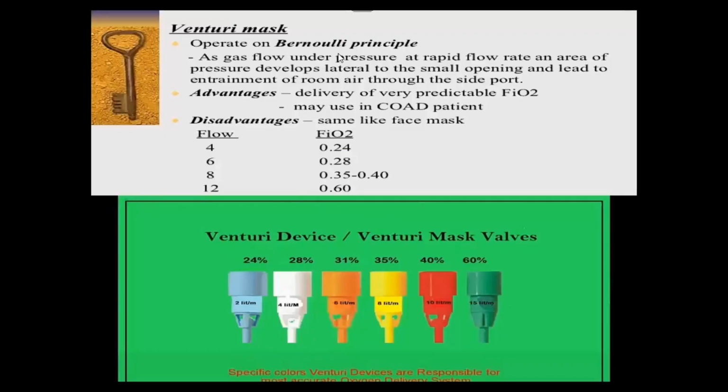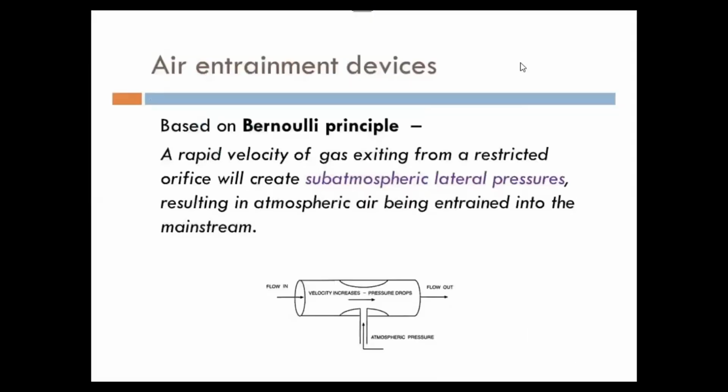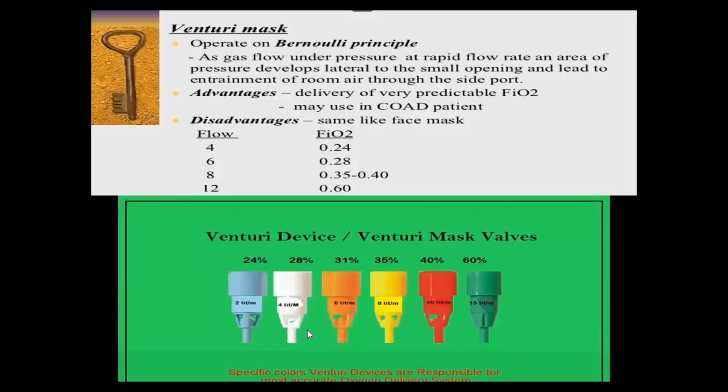So it operates on the Bernoulli principle, as gas flows under pressure at a rapid flow rate. So this one. Flow in is 100% oxygen. It goes into the narrow orifice here. When there is a narrow orifice, the pressure drops. So velocity increases, pressure drops. Atmospheric pressure is higher compared to here. So atmospheric air will suck in from the hole at the Venturi mask adapter, causing the dilution of the oxygen, leading to the stated percentage in the adapter, like 40%, and that goes to the patient. Okay, that's the idea of the Bernoulli principle.